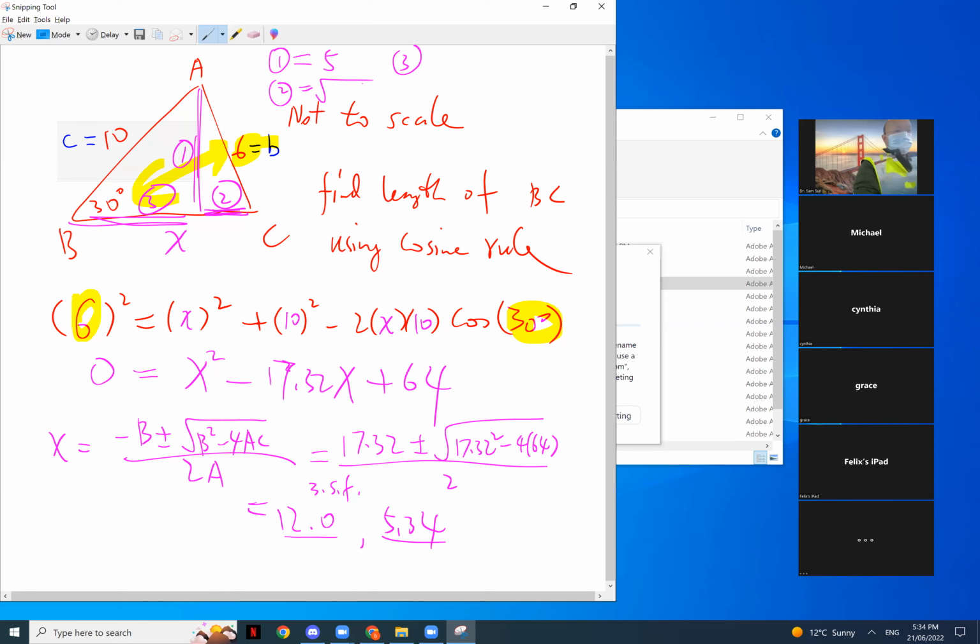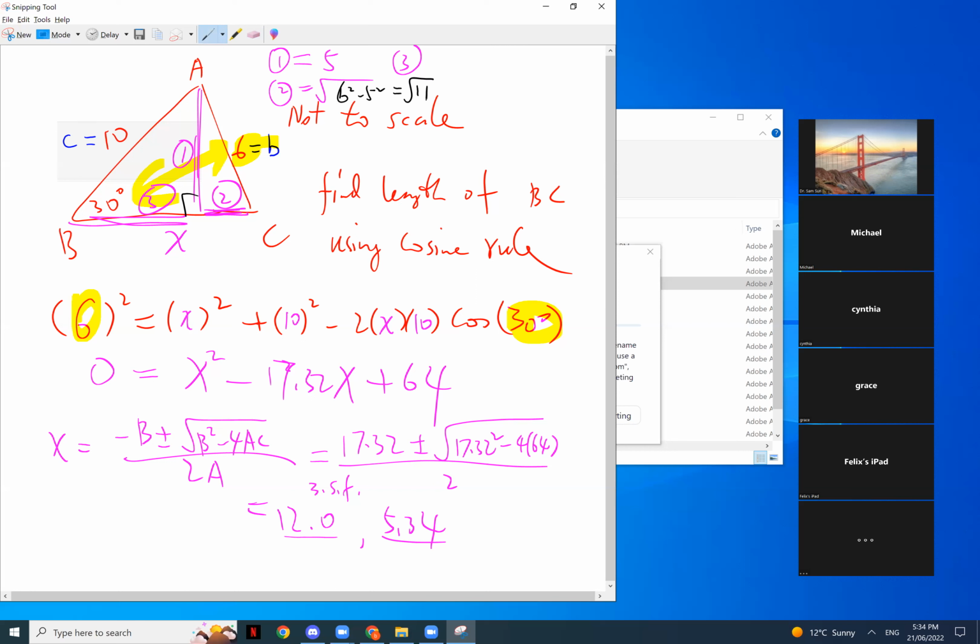Number 2 is just equal to square root of. This Pythagoras, this is 6, this is 5, what's 2? Square root of 6 squared minus 5 squared. Very good. So we have square root of 11.